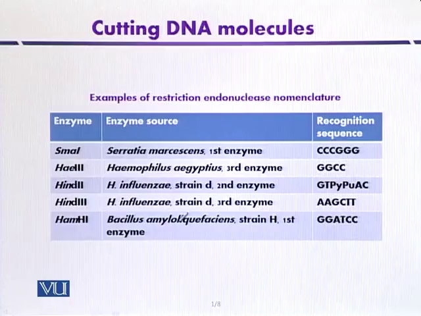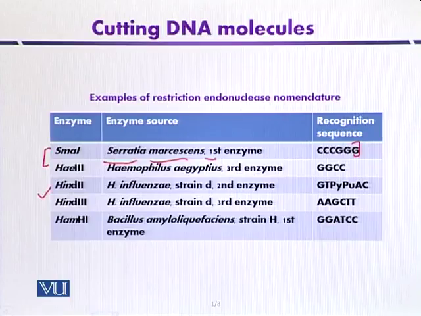If we take the first example, SmaI: this enzyme was isolated from Serratia marcescens. S is from the genus name and MA from the specific epithet, and it was the first enzyme that was isolated. So the name SmaI was given, and this is the recognition sequence, a 6 base pair recognition sequence, CCCGGG.